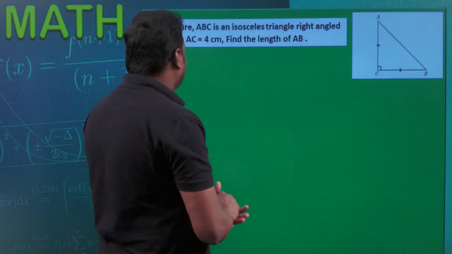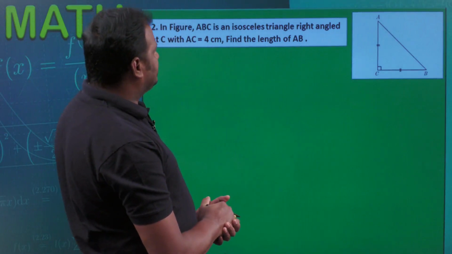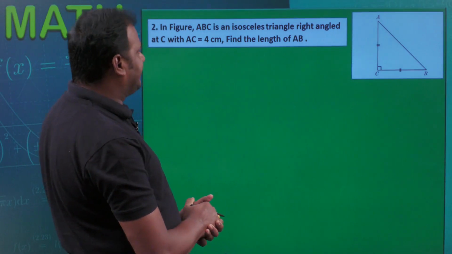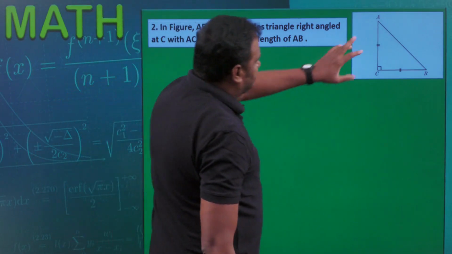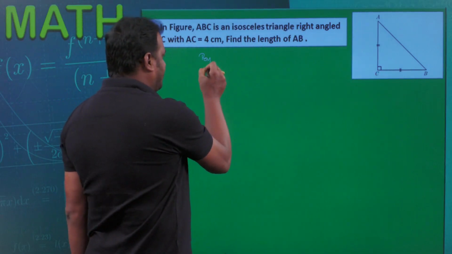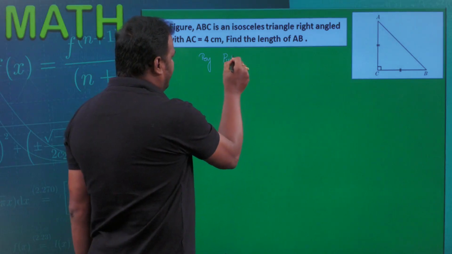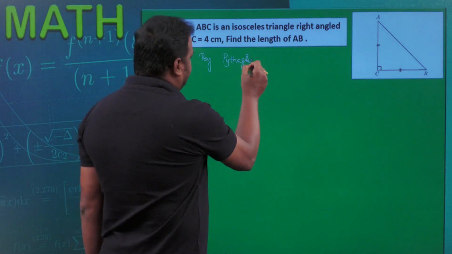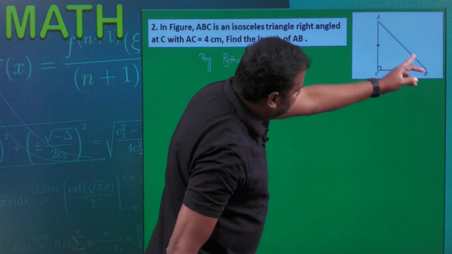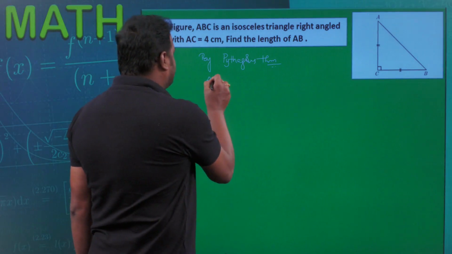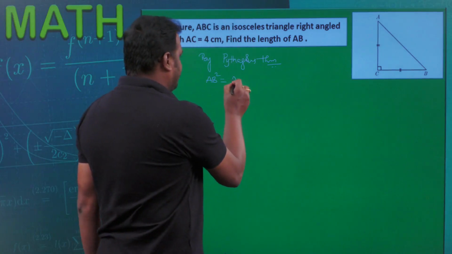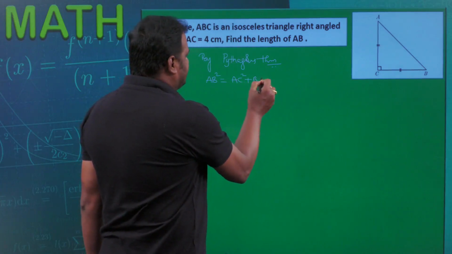Coming to the next problem: in the figure, ABC is an isosceles triangle right angled at C with AC equal to 4 centimeters. Find the length of AB. See here, ACB is a right angle triangle. So by the Pythagoras theorem, hypotenuse square equals side square plus side square. Hypotenuse is AB, so AB square is equal to AC square plus BC square.